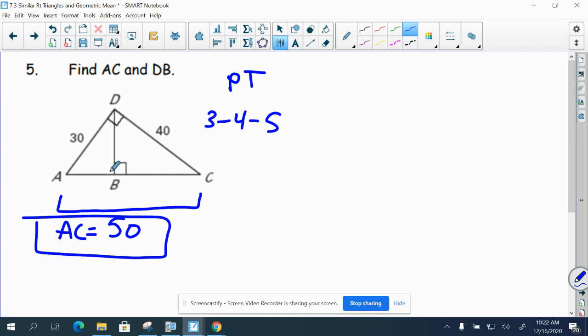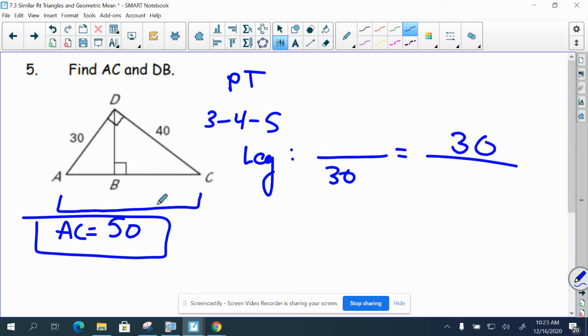If we want the altitude, we can't set up the altitude geometric mean theorem because we don't know what AB and BC are individually. But the other way we could do this is we could figure out what AB is and then use that with the Pythagorean theorem to find BD. So let's set up a leg theorem using 30 as the geometric mean. I'm going to say 30 and 30 is the geometric mean between the whole hypotenuse, which is 50, over the part of the hypotenuse adjacent to it, which is AB.